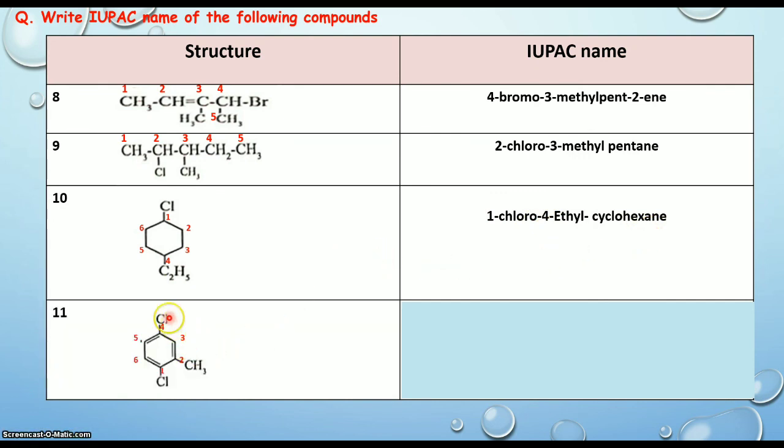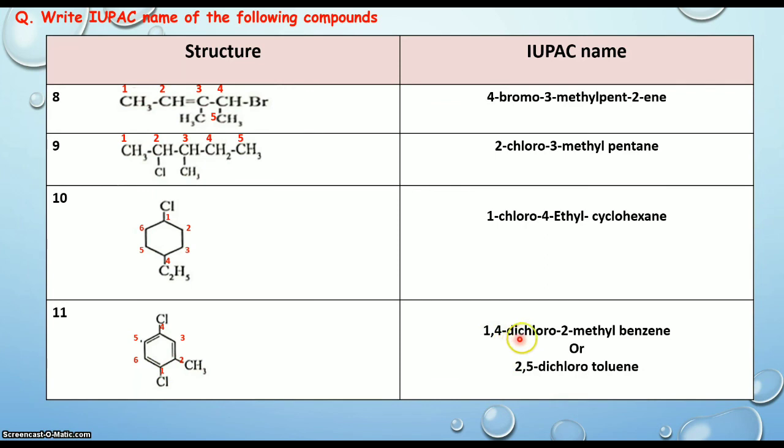As in this example, 2 chlorine atoms and a methyl group are present on the benzene ring. So the correct numbering is this, to follow the lowest locant rule as well as the alphabetical order. So this is carbon number 1, 2, 3, 4, 5, 6. So the IUPAC name of this structure is 1,4-dichloro-2-methylbenzene. 1,4-dichloro, and on the second position a methyl group is present.